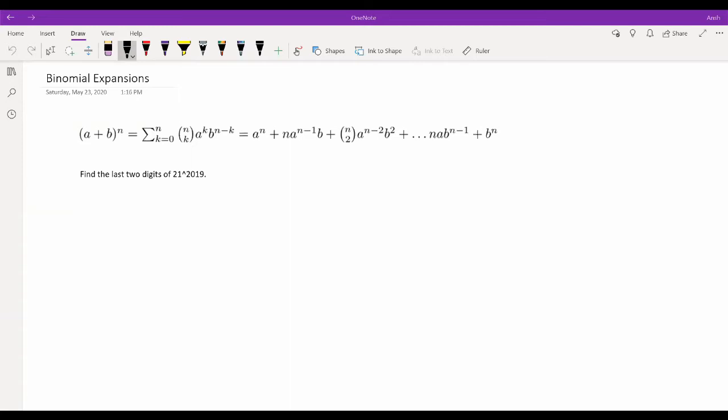We can rewrite 21 as 20 plus 1, so it's in the form of our binomial expansion, a plus b. So we can write it as (20 plus 1) to the 2019 power. And what this becomes using our binomial expansion is 20 to the 2019 plus 2019 times 20 to the 2018 times 1, and so on, all the way down to 2019 times 1 to the 2018 times 20 plus 1 to the 2019.